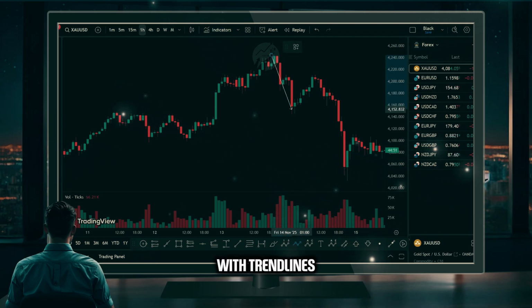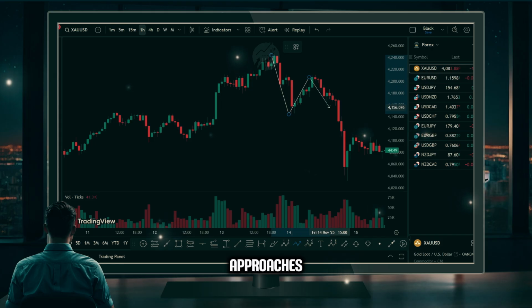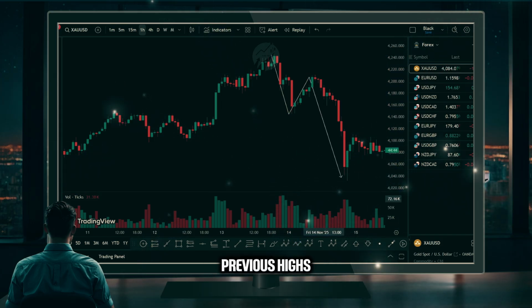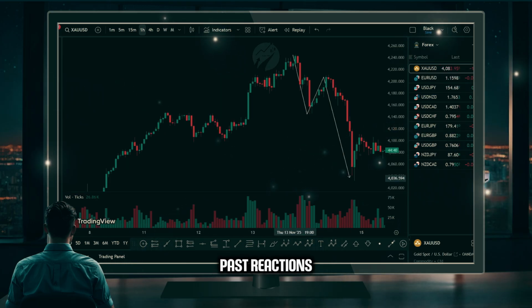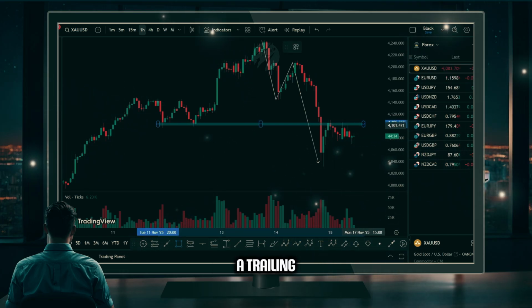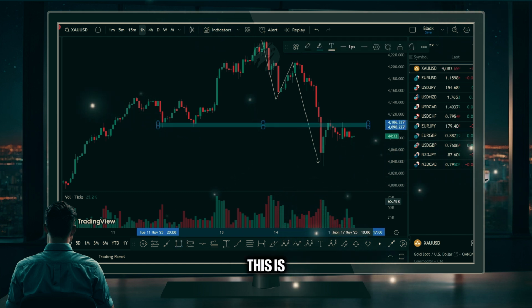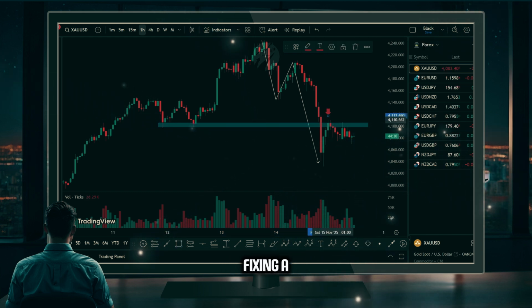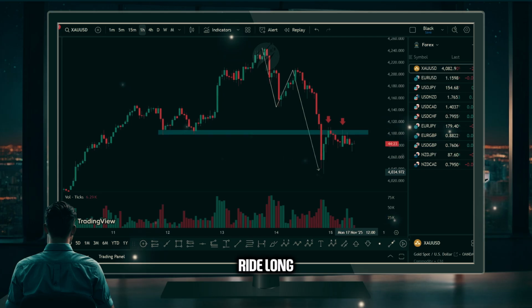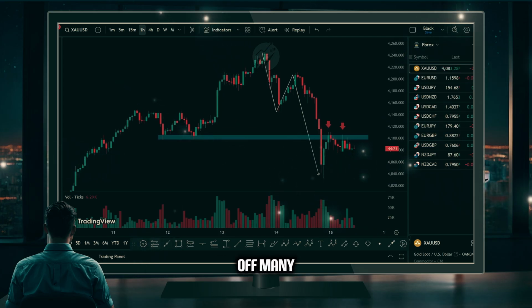With trend lines, you have two main take profit approaches. One, take profit at strong resistance zones, previous highs or lows, confluence with other trend lines, or areas with many past reactions. Wherever the market made major decisions before, it can do so again. Two, use a trailing stop based on structure. This is my favorite. Instead of fixing a target, I follow price as it forms new highs or lows, adjusting my stop loss accordingly. This allows me to ride long swings of hundreds of pips without falling off.